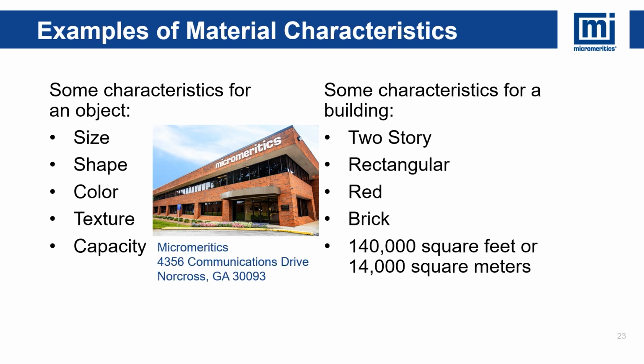And that location happens to be at 4356 Communications Drive in Norcross, Georgia, with this postal code of 30093, or as we use in the United States, a zip code. So if we were trying to locate the building via GPS or something, we would simply punch in this address. And what we would see when we got there is a two-story rectangular red brick building with the capacity given.